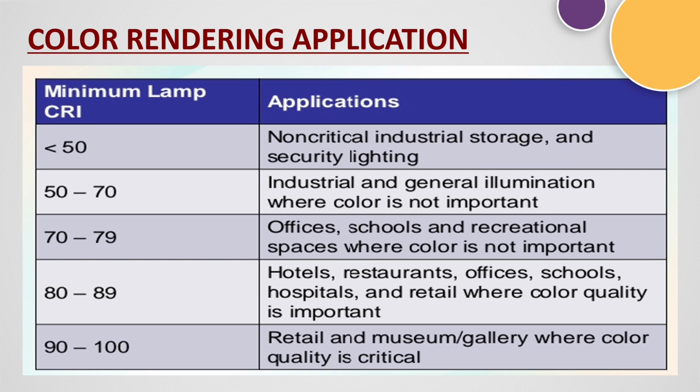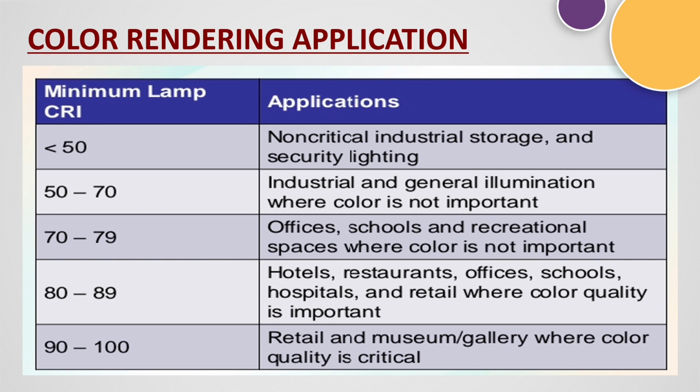70 to 79: offices, schools, and recreational spaces where color is not important. So in 70 to 79, a slightly higher CRI ensures a more natural appearance, but accurate color rendering is still not a priority. Next is 80 to 89: hotels, restaurants, offices, schools, hospitals, and retail where color quality is important. In these environments, accurate color rendering is essential to create a pleasant and inviting atmosphere.